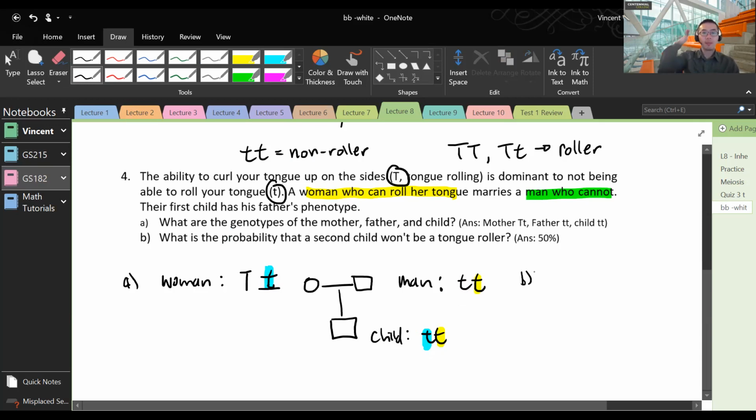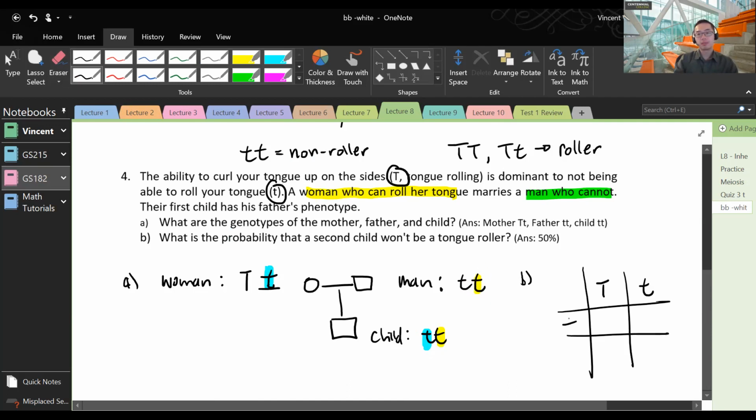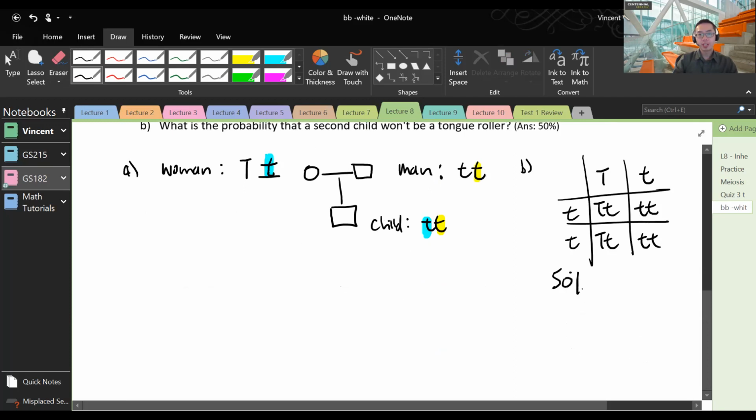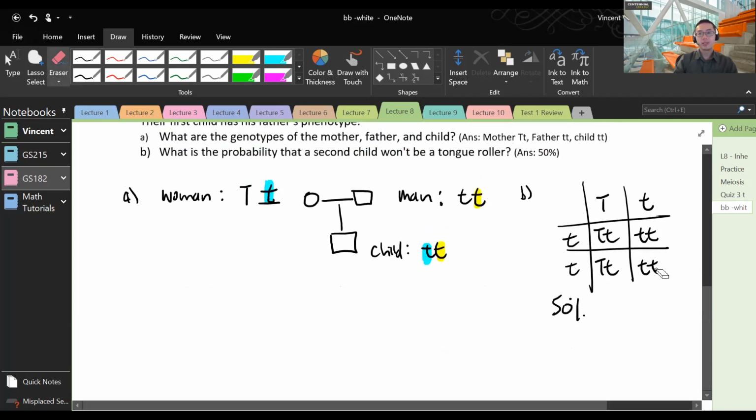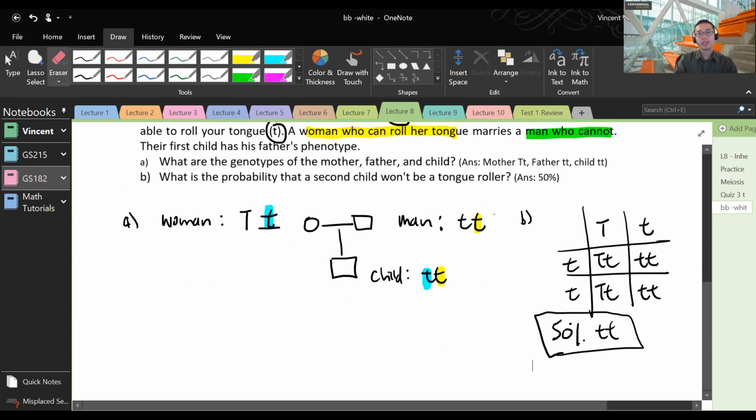Part B, what is the probability that their second child won't be able to roll their tongue? All right, so again, we can do a Punnett square. The mother is big T, small t, so half of her eggs is going to carry the big T, the other half will carry the small t. The man is small t, so all the sperm will be small t. And if we do the Punnett square, we'll see that there is a 50% chance that the child will be small t, which is a non-roller. Okay, so that is the answer.